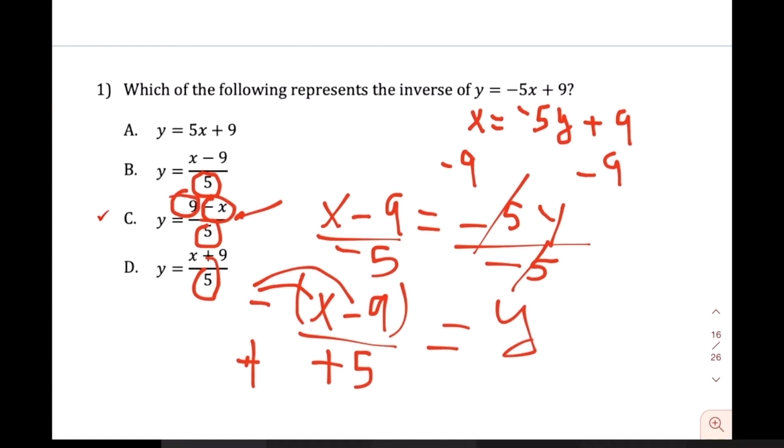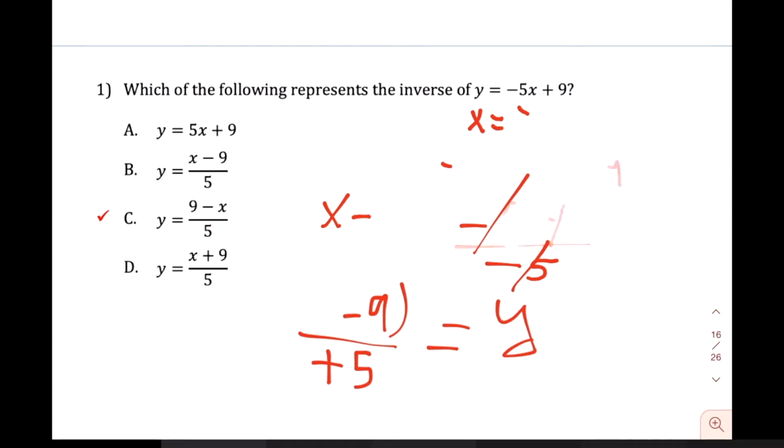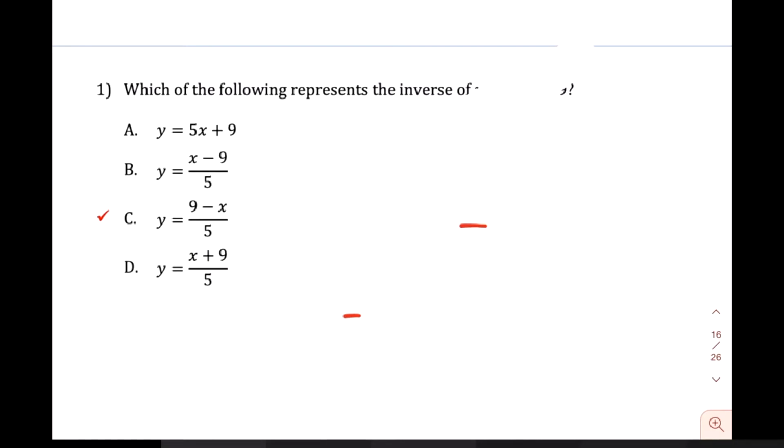Can you see? Is this clear? Shall I repeat it again? No. Okay.